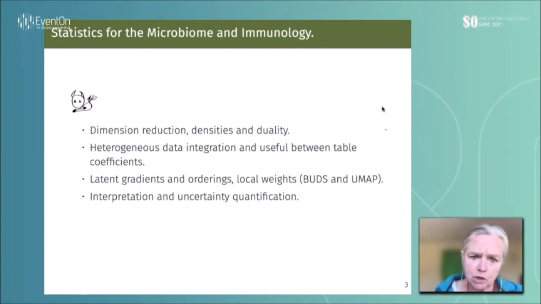Heterogeneous data integration is a main part of modern data, where we have the integration of multimodal data. We often have trees, phylogenetic trees or networks between observations, which require a change in the metrics. What we're after when we try to analyze the data is the discovery of latent gradients or orderings. And I'll try to show how this can be done using geometrical methods.